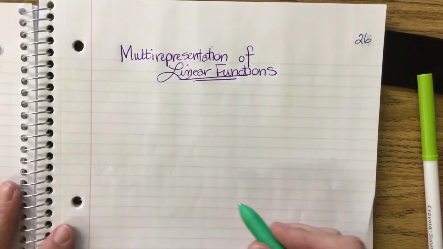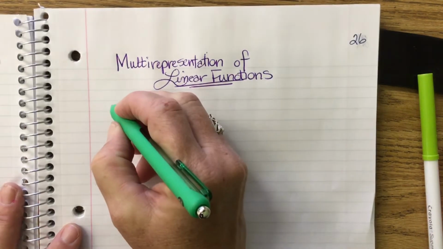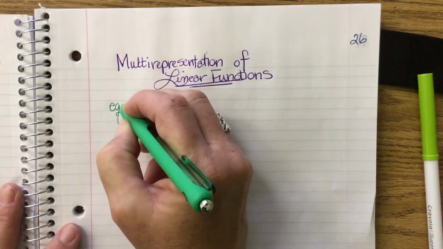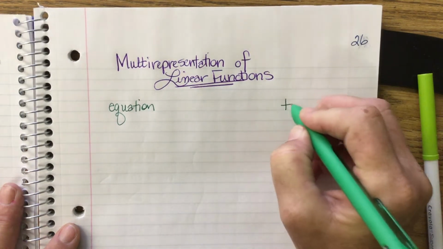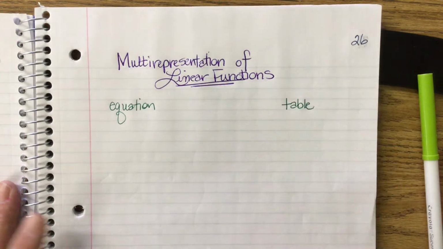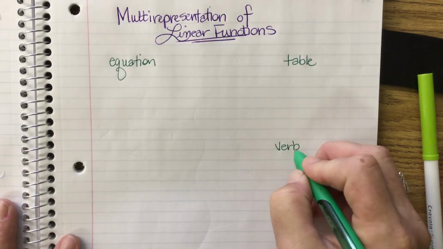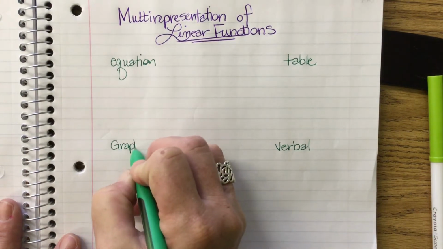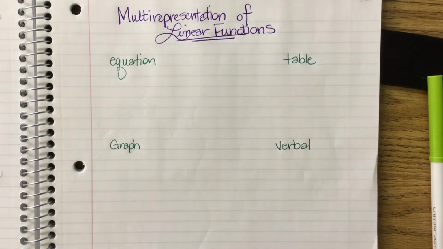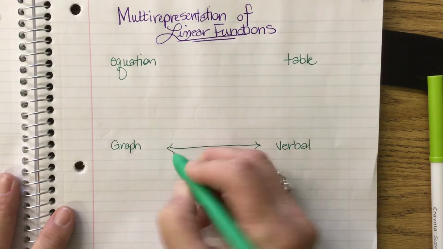Today what we're going to do is we're going to focus on three representations, okay? We always have an equation. We always have a table. You can have a verbal as well as a graph. And each one of these are interchangeable. They can represent the same concept.